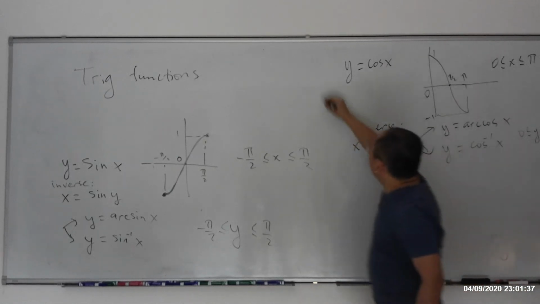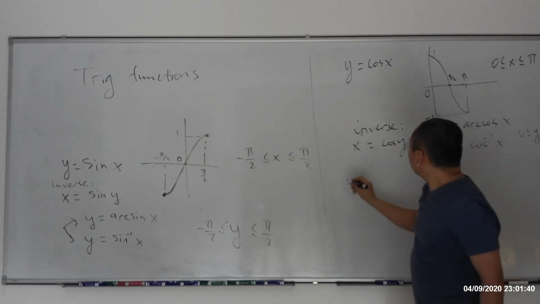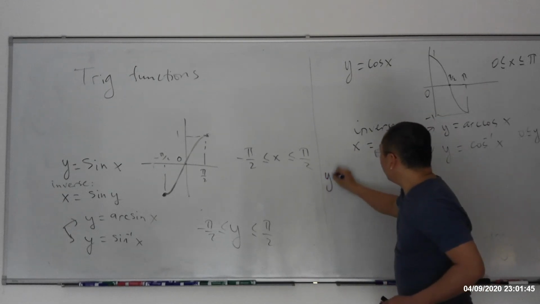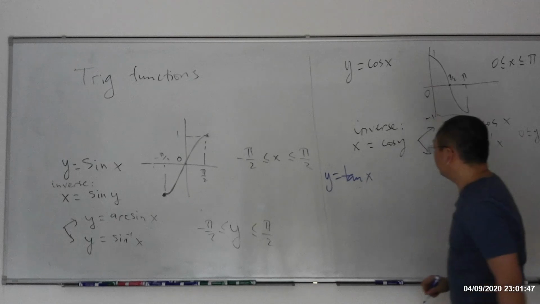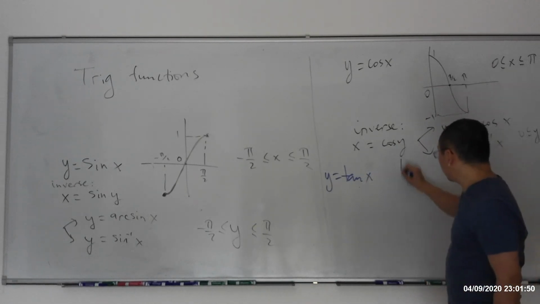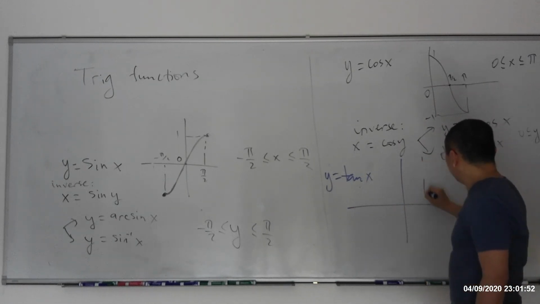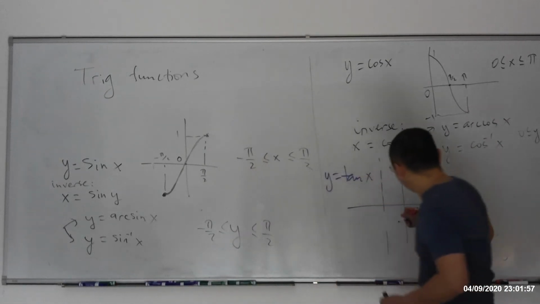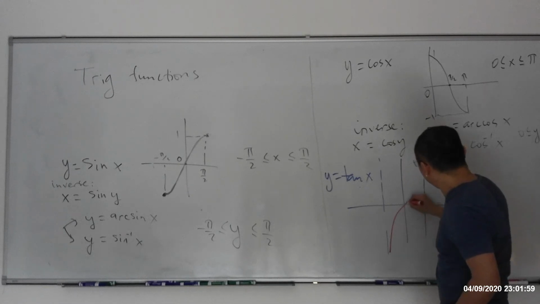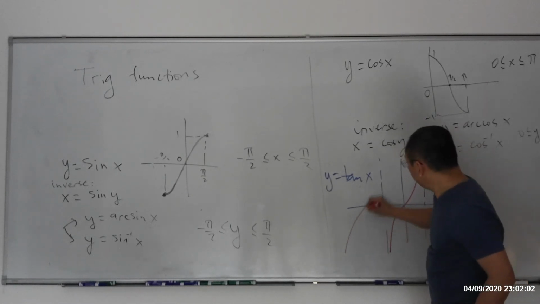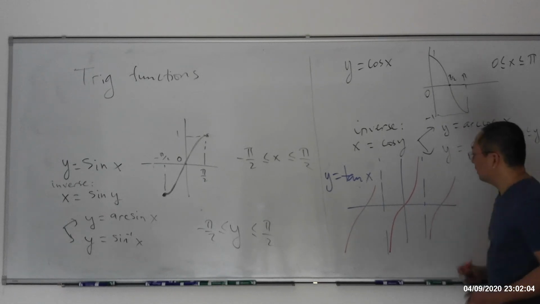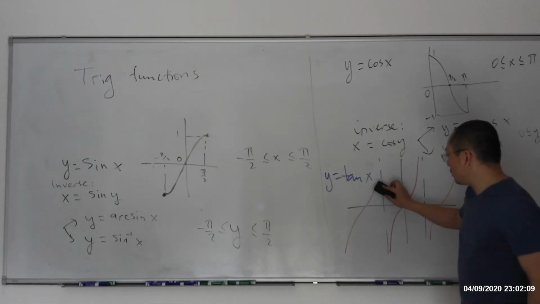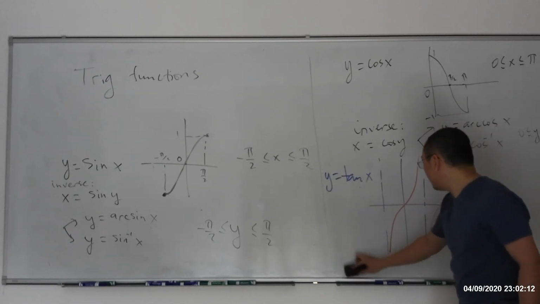And then the last trig function that I want to show you here is, how about this? y equal to tangent x. The graph of tangent is going to be like this. Let me use red color to draw it. It looks like this. Okay? Of course, it is not one-to-one.